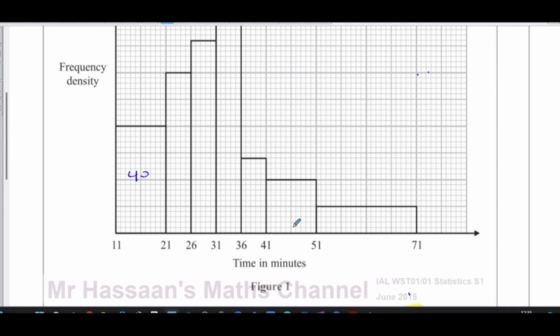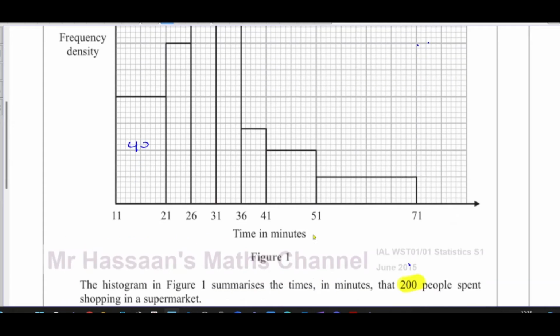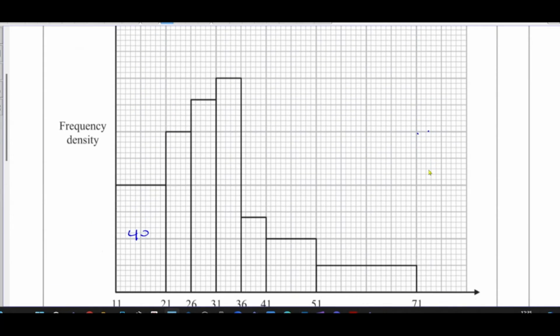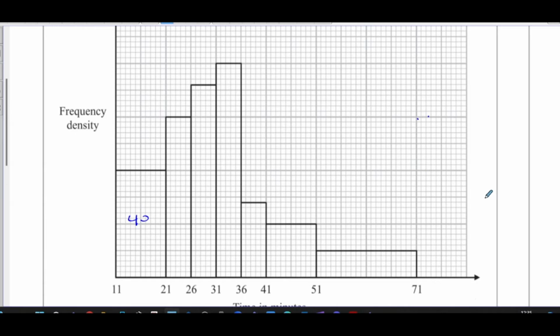I think that would be the better strategy here, because counting the number of squares in some of these sections that we need is not going to be exact, especially when it says between 18 and 25. It's going to be a bit cumbersome to count all the little squares. So what I suggest we do is the following. Let's work out what the frequency densities are for each of these.